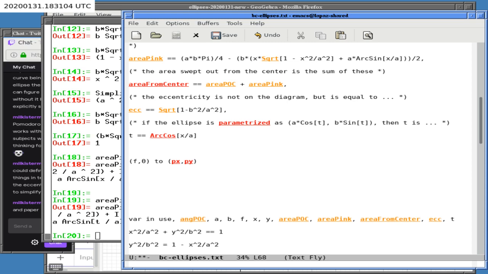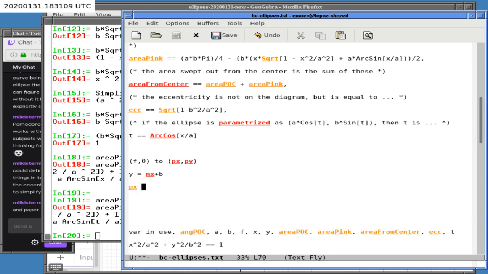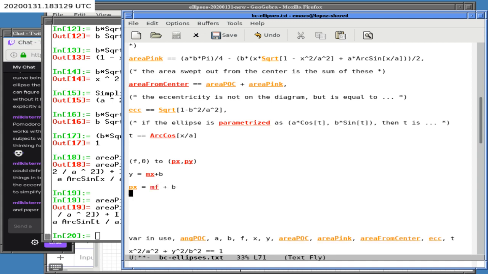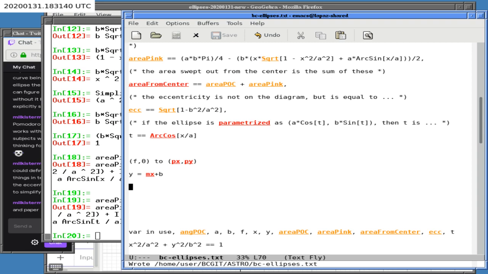Okay, so we have y equals, px equals m times x, in this case f, plus b. Okay, what the hell am I doing? So I do know that when y is 0, it's m f plus b.